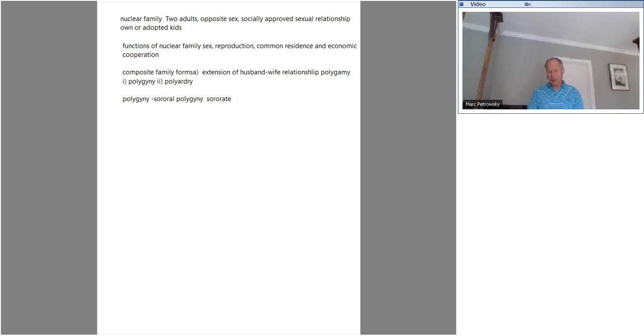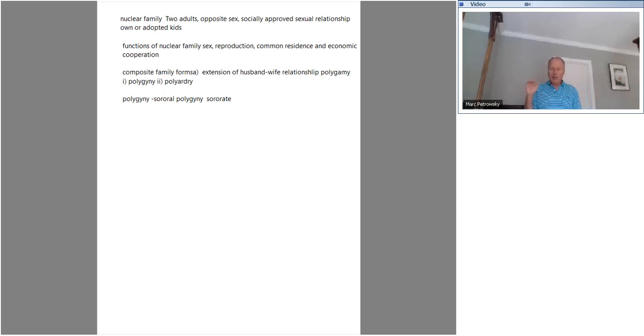So this is 16A. And the last thing I want to talk about with respect to family structure is composite family formed through the parent-child relationship. So this too is a composite form. So remember, we said the nuclear family is combined in a composite form through one of two ways: extension of the husband-wife relationship, and number two, extension of the parent-child relationship. That's what we're talking about now: extension of the parent-child relationship. And this is how it works.